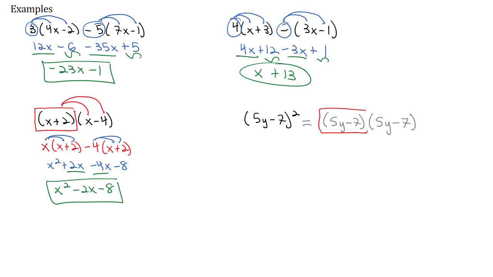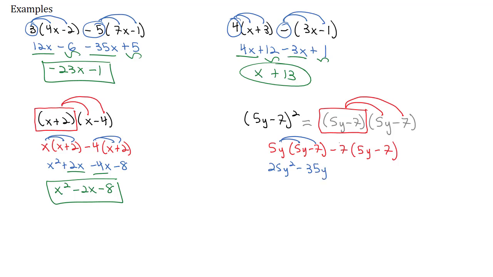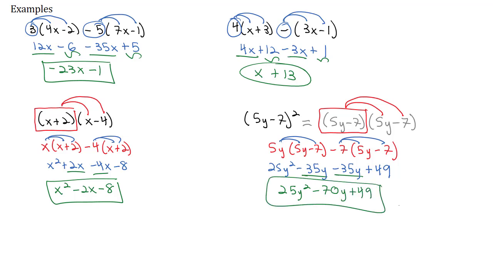So we're going to do much the same thing. We're going to take this front piece and distribute it onto the 5y. So we've got a 5y times the 5y minus 7. Then we'll take that 5y minus 7 and multiply it by the negative 7, giving us negative 7 times 5y minus 7. Now again, it looks like our original examples. So we'll distribute the 5y out front, giving us 25y squared minus 35y. Distributing the negative 7 through gives us negative 35y and a positive 49. And then we just have to combine the like terms in the middle, giving us our final answer of 25y squared minus 70y plus 49. And we'll put a box around it.